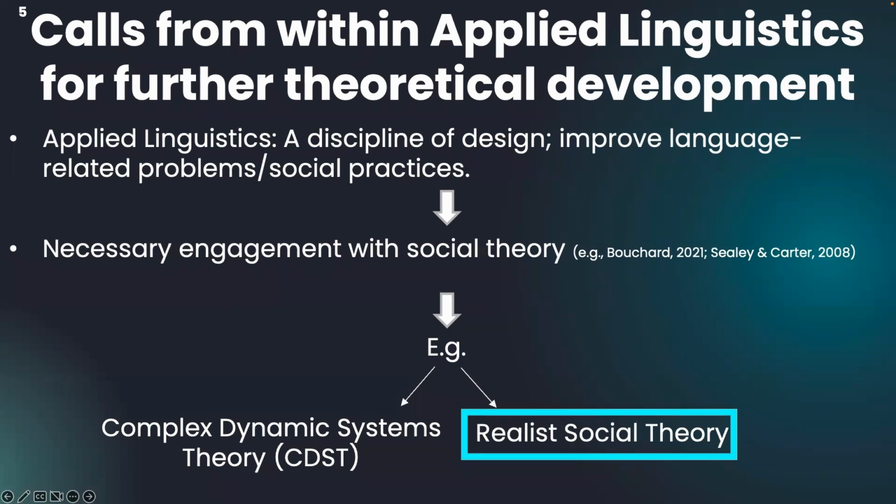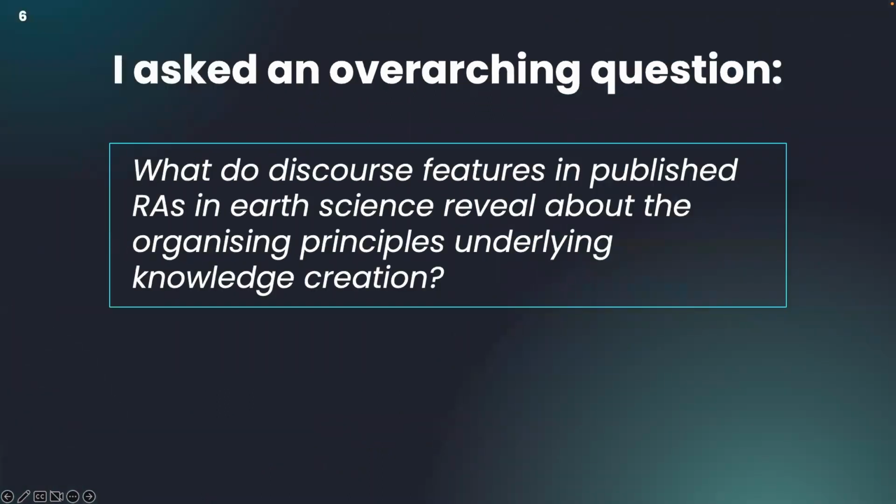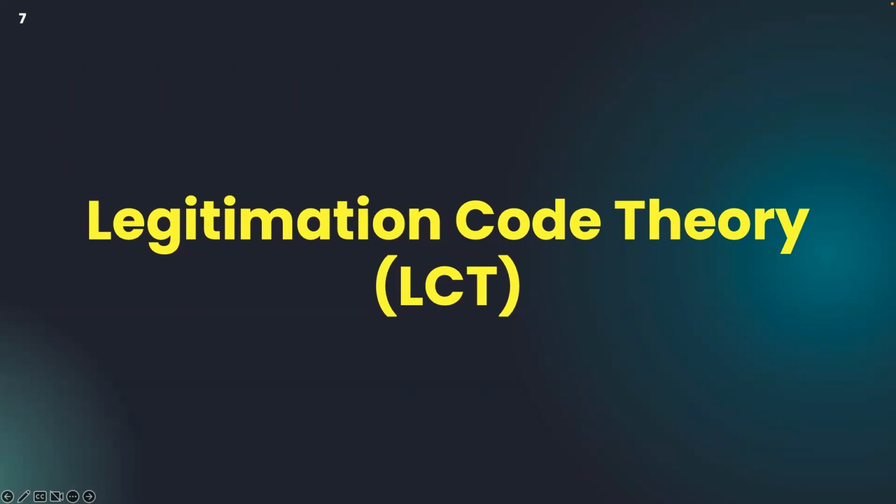So with LCT as my overarching theoretical framework, I wanted to find an answer to an overarching general question about whether, if we look at how language features are used in published articles, this can reveal to us the principles on which knowledge is created in two sub-disciplines in earth science. So now we're coming to a point that all of you are familiar with, so I shall be rather concise here.